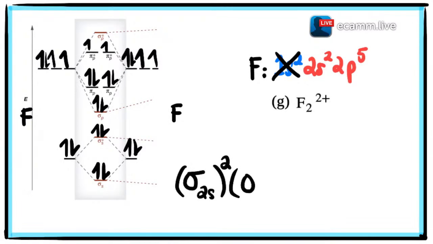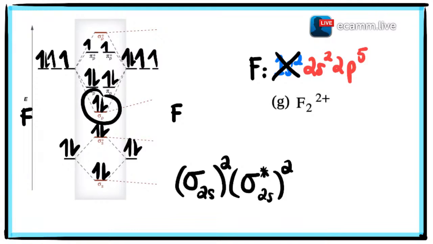We have a sigma star. Just know that anytime you see a star, it's literally an antibonding. Antibondings are not as favorable as the bonding ones. And it kind of makes sense. Antibonding is always higher than the bonding. This is 2s. Close it up. There were two electrons. And then we just keep going.